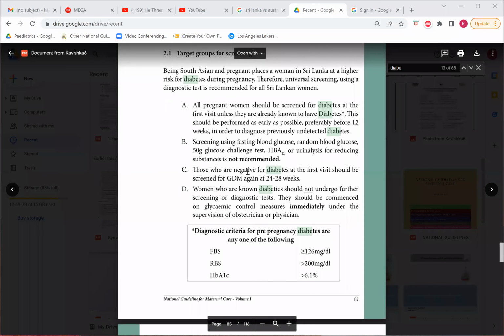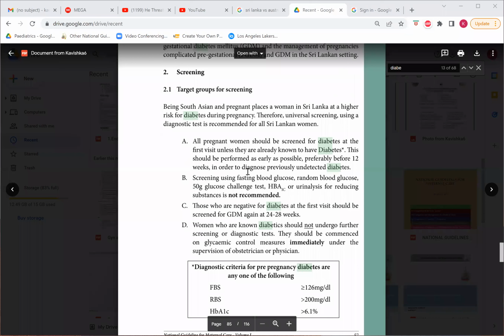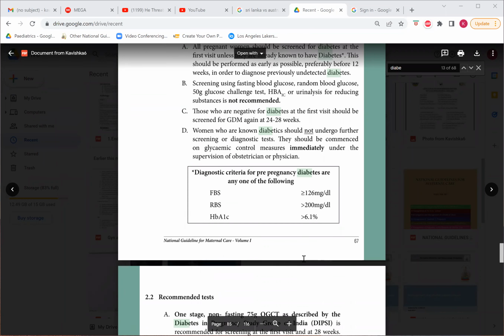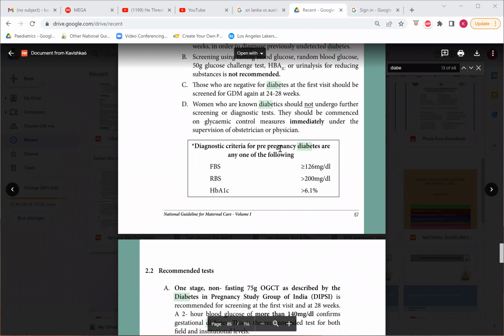The guideline? Yeah, can see. So for diagnostic criteria, it says fasting blood sugar above 126 in the guideline. But this is now to diagnose people with diabetes. This is pre-pregnancy diabetes, right?